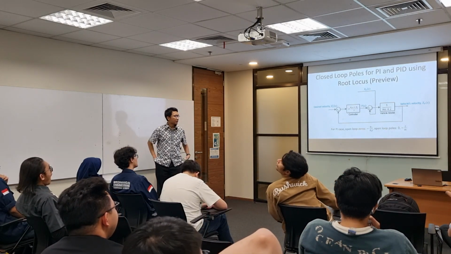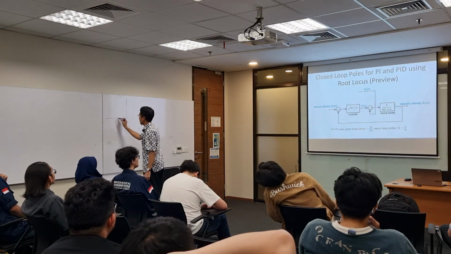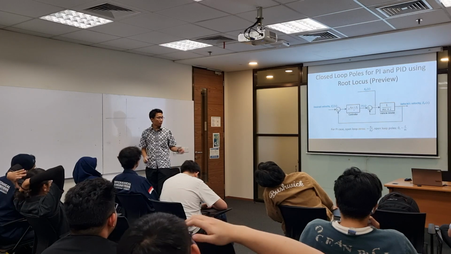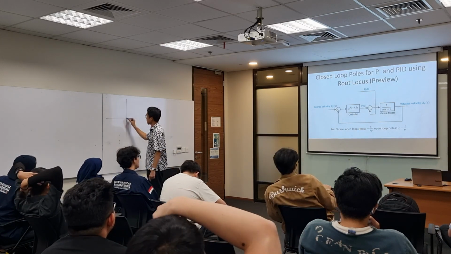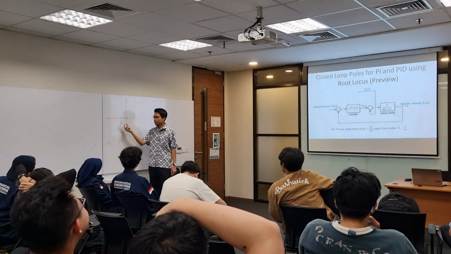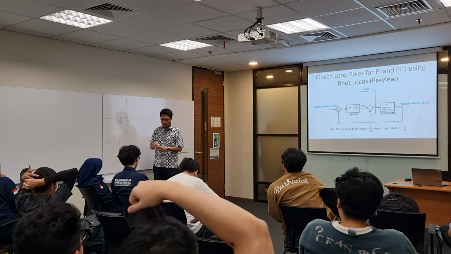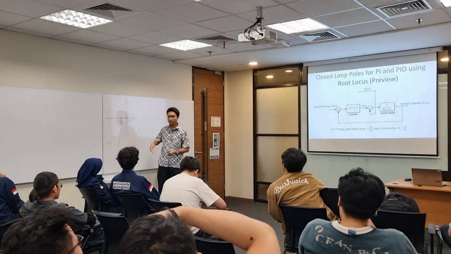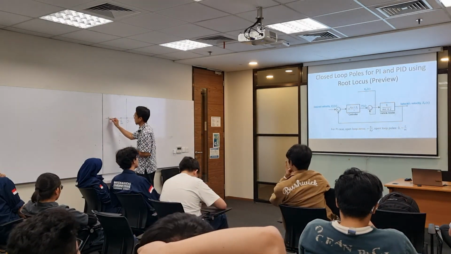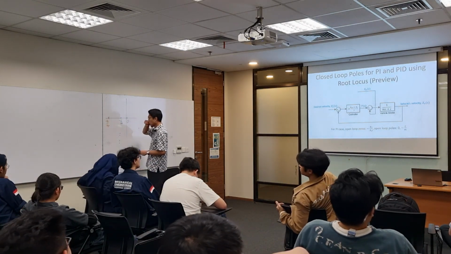If it is PI, this is the one that we discussed yesterday. Open loop poles at 0 and minus C over M. You remember minus C over M is very close to the origin. And then you have the minus Ki over Kp over here.